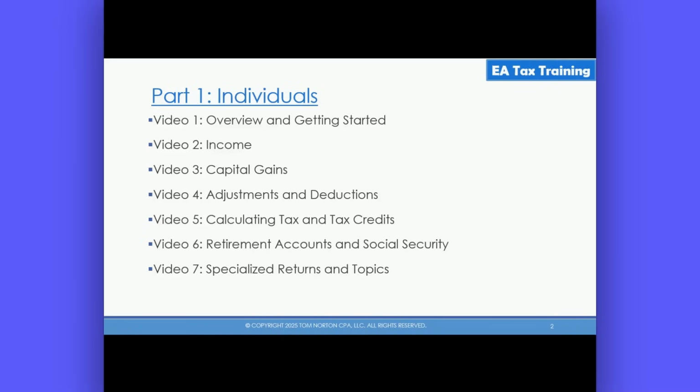One important point about the 2025 exam and this course. The 2025 EA exam, officially known as the Special Enrollment Examination, or SEE, is based on the 2024 tax law. Specifically, it is based on the law as of December 31st, 2024. So that is what we will be dealing with in this course. I look forward to guiding you through all of these topics.